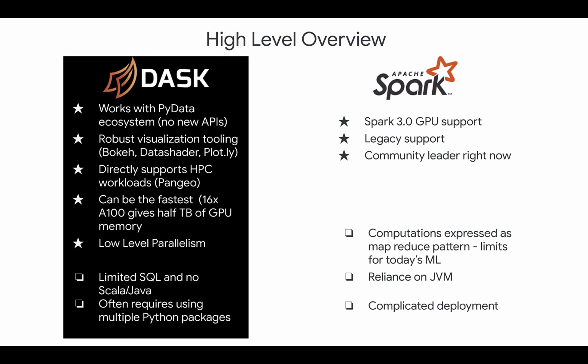Dask can be the fastest. Fastest is definitely an overloaded term here. I don't necessarily mean price performance. I don't mean in every situation. But generally speaking, if I had to just go pedal to the metal and pick one, I would probably pick Dask, because with Dask, with a framework like Rapids, I could throw it at a 16x A100 GPU machine and have half a terabyte of GPU memory that this would know how to consume.